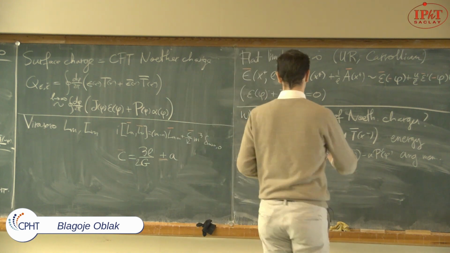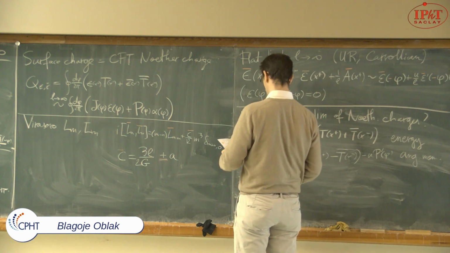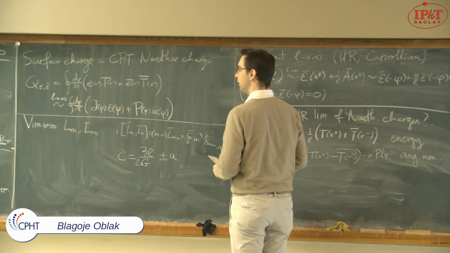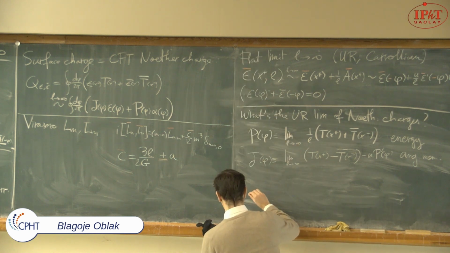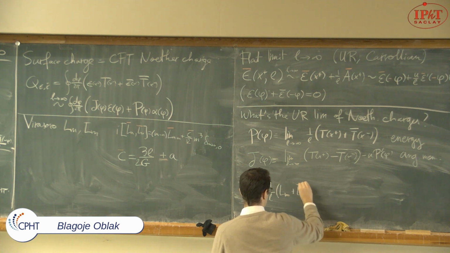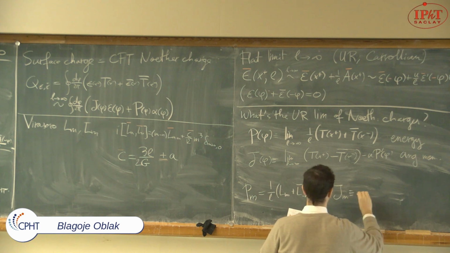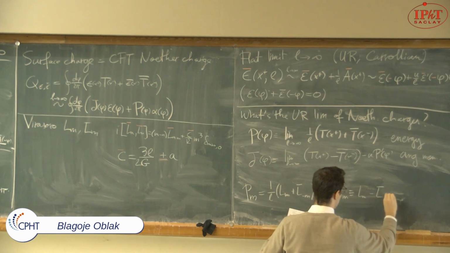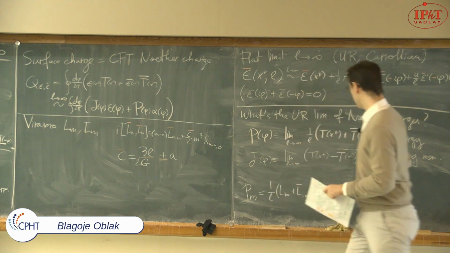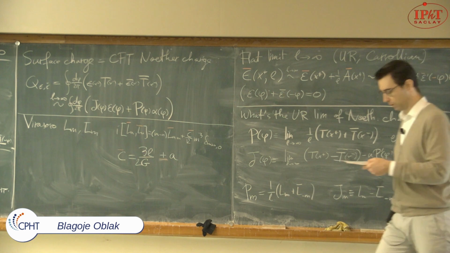Now, in terms of Fourier modes, you can rewrite this. So in terms of Fourier modes, we can now define what you call Pm. The modes of this function P are the limit as L goes to infinity of 1 over L times Lm plus L bar minus m. And Jm is, by definition, Lm minus L bar minus m. That's really just what comes out of here. You can just take the Fourier modes of T bar, plug them there, and recover these Fourier modes.